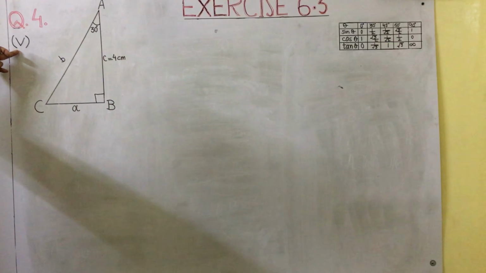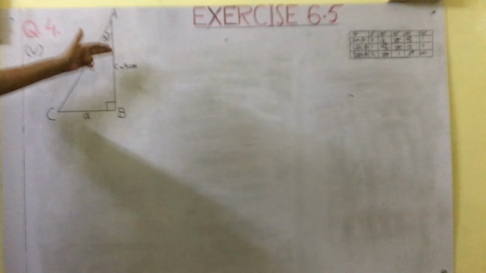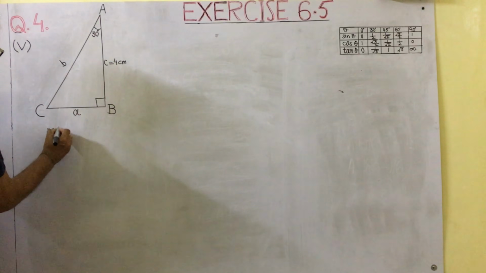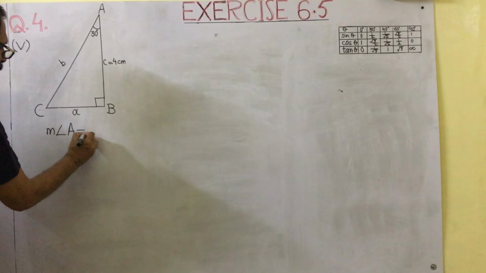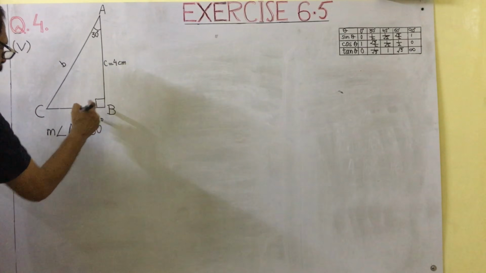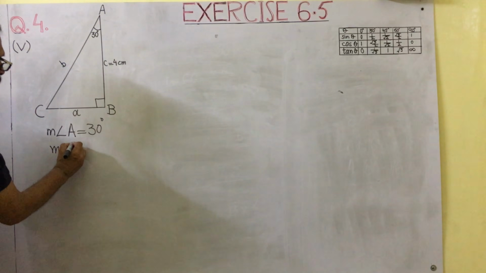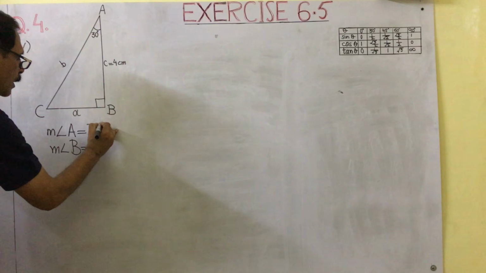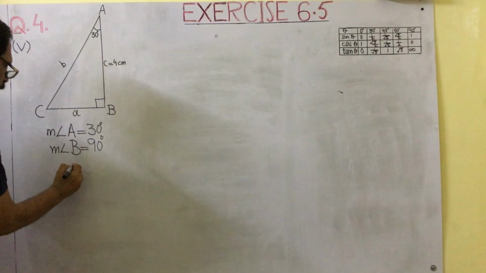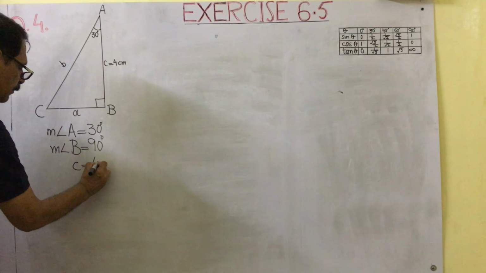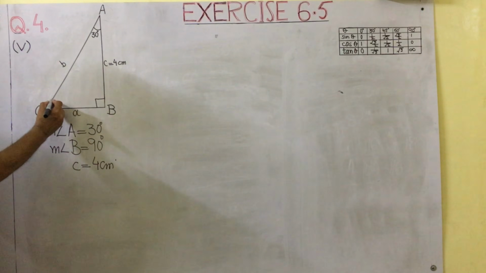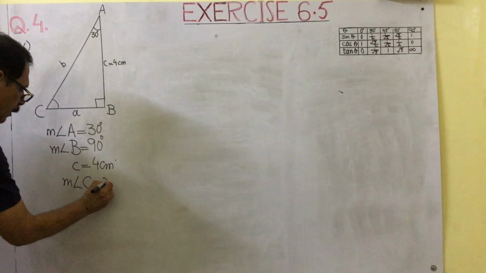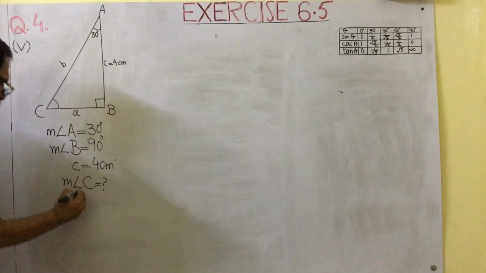Question 4, part C. Given right angle triangle ABC in which angle A is 30 degrees, angle B is 90 degrees, side opposite to C is small c, which is 4 centimeters. To be calculated is angle C, also A and B.